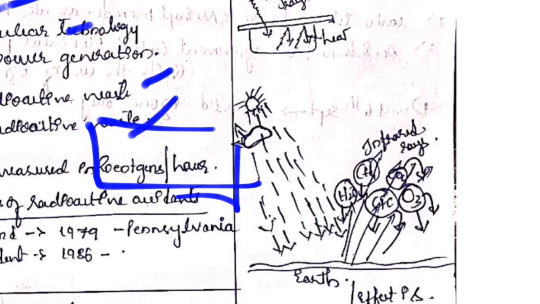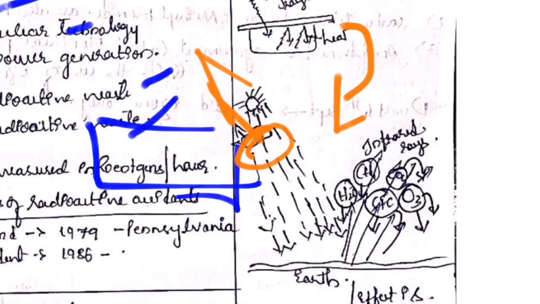How does it take place within the earth? We can apply the same to our environment. When light rays fall on the earth, before entering the earth, some amount of the light rays is reflected back by the clouds.